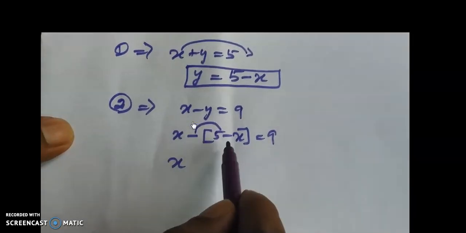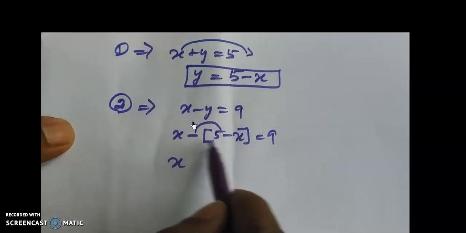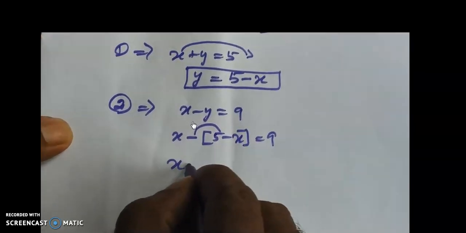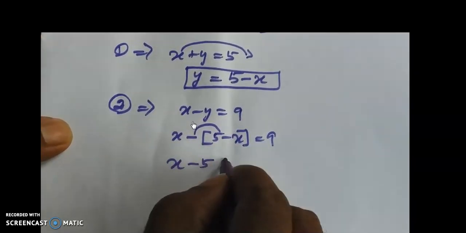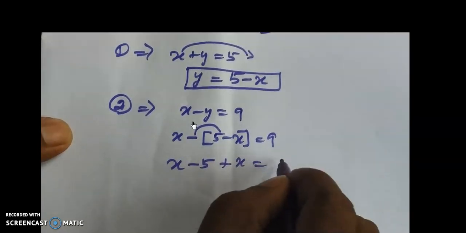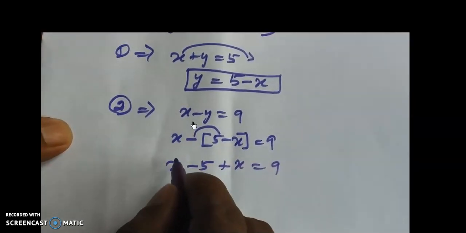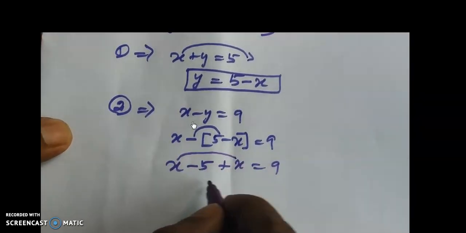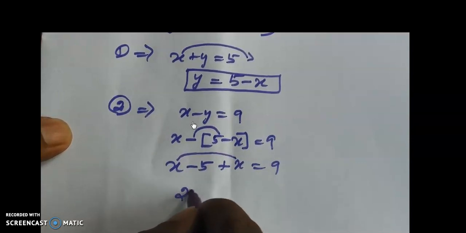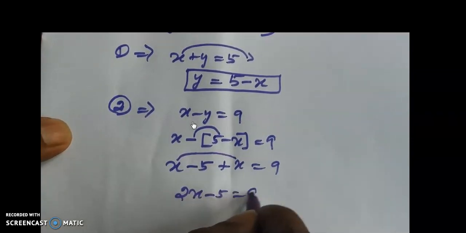So now multiply minus inside. For this purpose only, I have to put the bracket here. So it will become x minus 5, and minus into minus plus x equal to 9. Now add the variables, so x plus x, 2x minus 5 equal to 9.